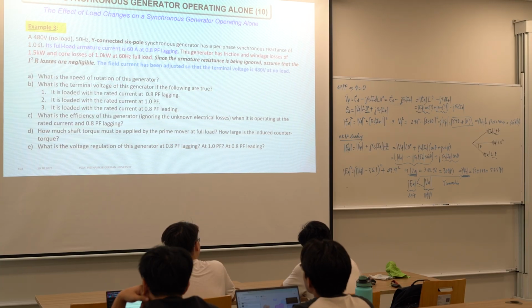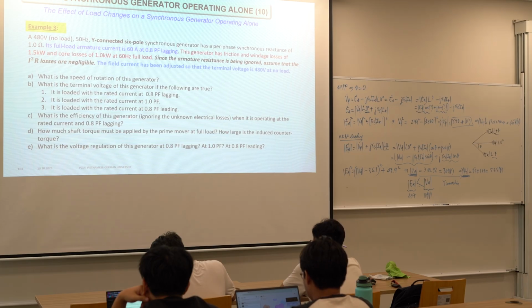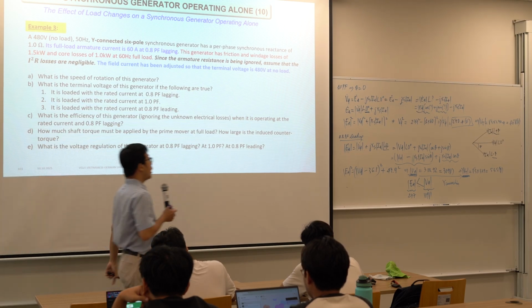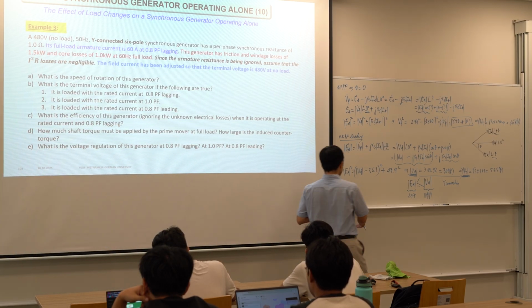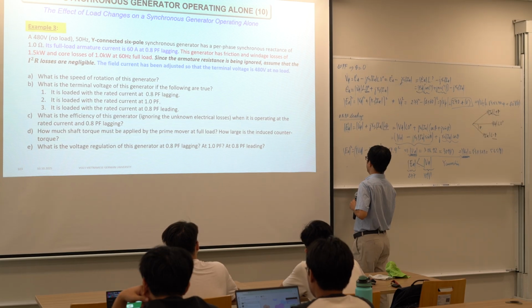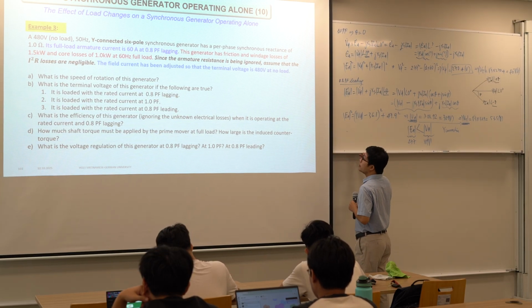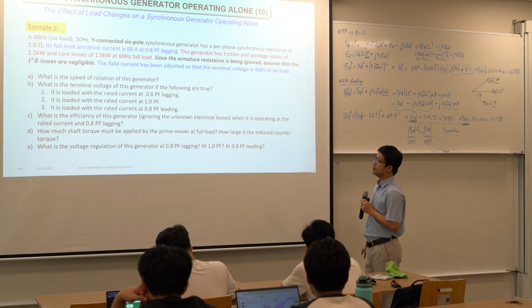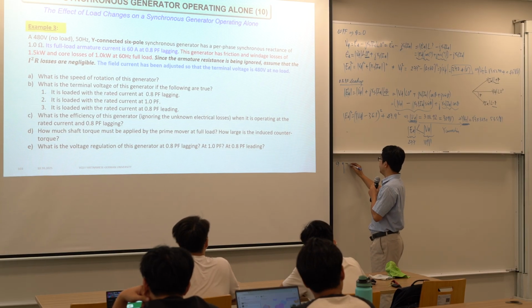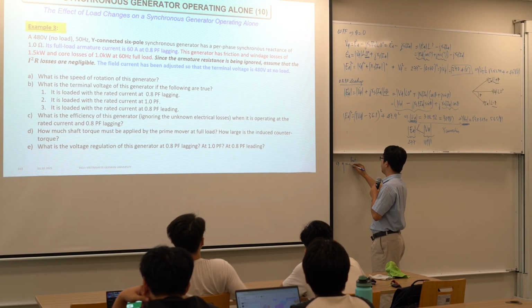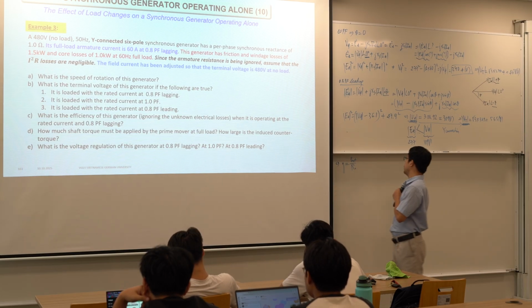That's question C. What's the efficiency of this generator? That means we need to calculate input power and output power. Because they require us to calculate efficiency, so efficiency is output over input power.